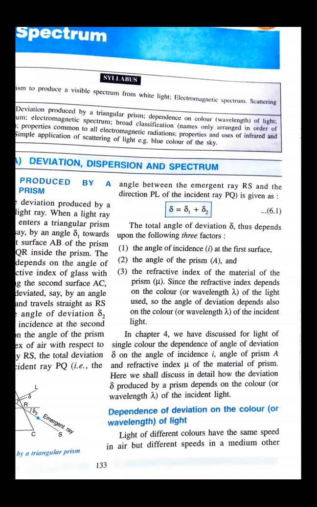The total angle of deviation delta thus depends upon the following three factors: angle of incidence, angle of the prism, and the refractive index. Here they had written two things. Now the third thing which is added is the angle of prism, that is angle A. This angle here is angle A. Since the refractive index depends on the color or wavelength of the light used, the angle of deviation depends on the color or wavelength.